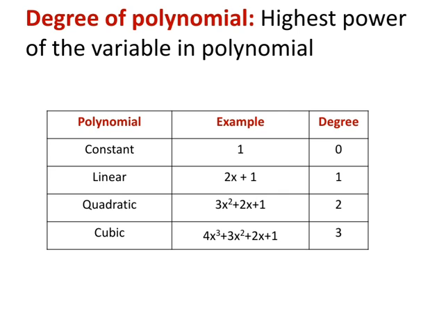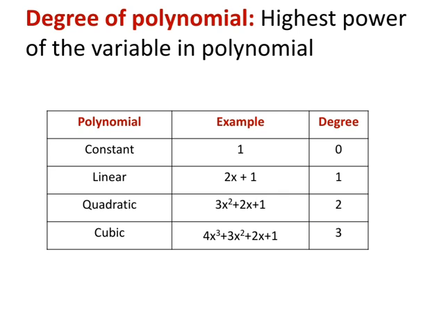First one, constant polynomial. Example 1. So 1 equals 1 into x power 0. The variable x has power 0, so the degree of the polynomial is 0.